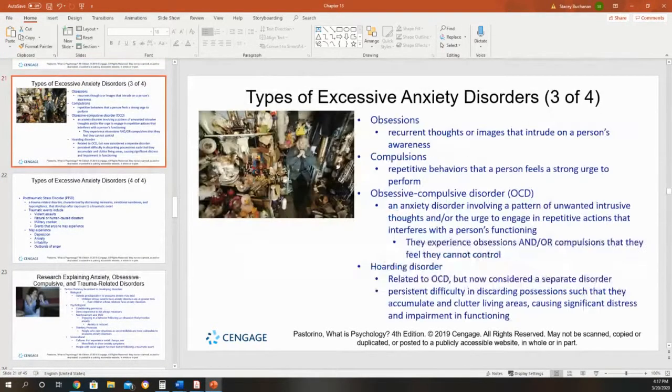Okay, and then moving on from there, let's talk about obsessive compulsive disorder. So, we all have weird, intrusive thoughts. You may have been driving your car one night and you think, what if I just jerk the wheel and just ran off the road? That is an intrusive thought.